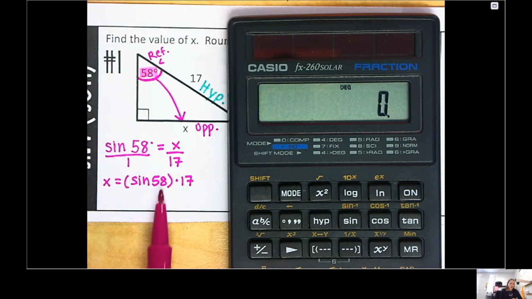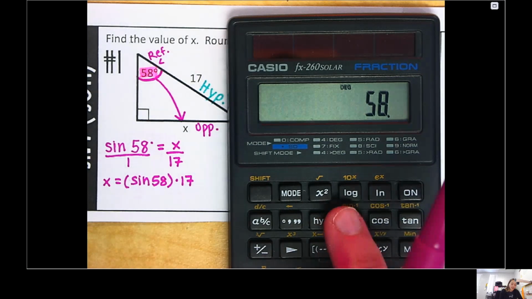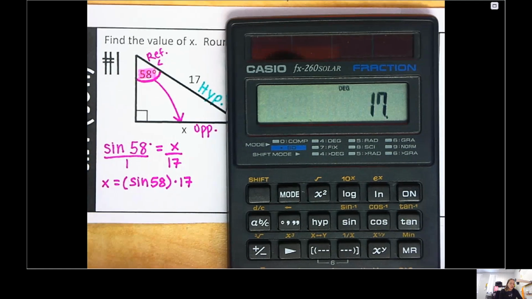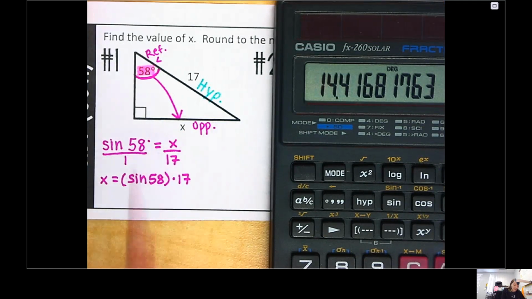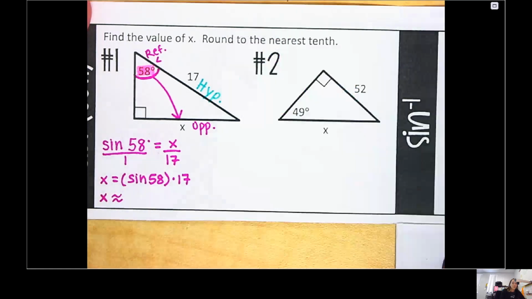Now, the sine of 58 is a number, and so we're going to put it into our calculators, and here's how we do it. We push the number first, so I'm going to push 58, and then there's this little button that says SIN, that stands for the sine. I push that button, and the sine of 58 is 0.84. I'm going to leave it in the calculator so we can keep it exact, and multiply it times 17. So the length of side x, the opposite side, rounded to 1 decimal place, is about 14.4.